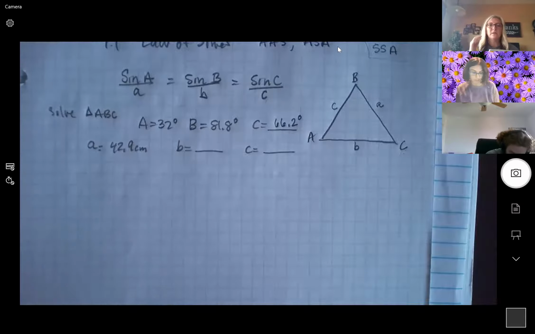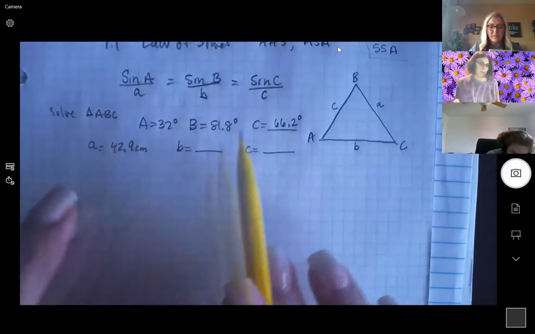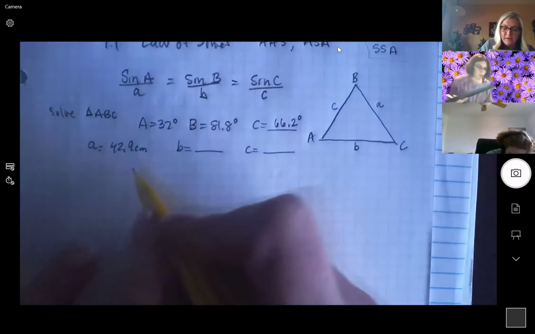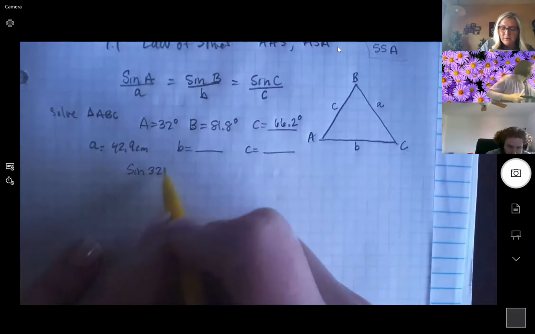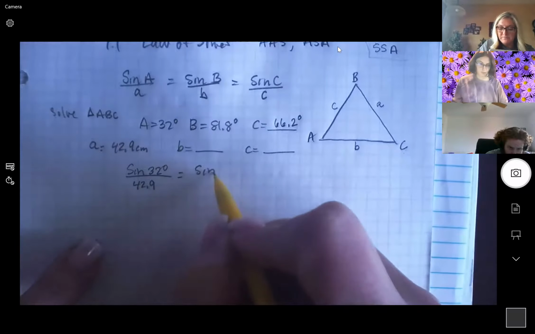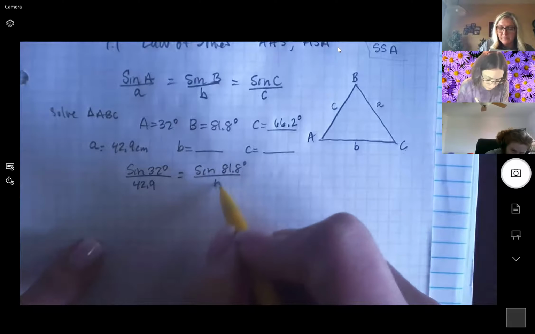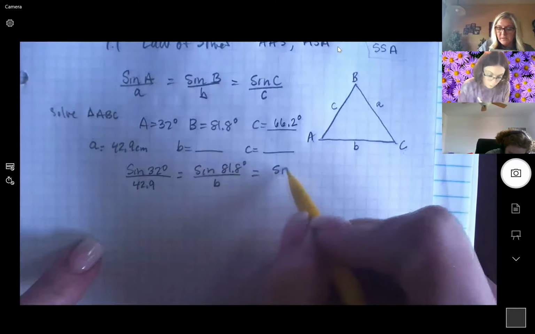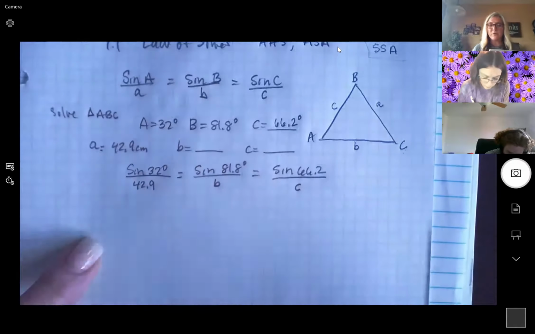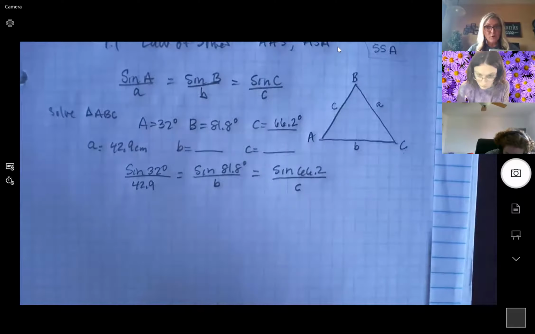All right, so let's go ahead and fill in. Let's look for side b. Let's start with that. I'm just going to fill out everything I have to show you what we have. So we have the sine of A, we have A, and we have little a. We know B, the sine of 81.8. We don't know little b. And we have the sine of C, and we don't know little c. So those are our two unknowns. You don't always have to write this out like this. I'm just showing you step by step.